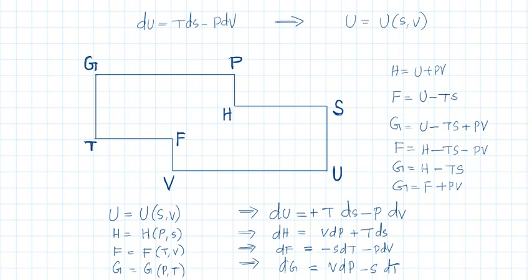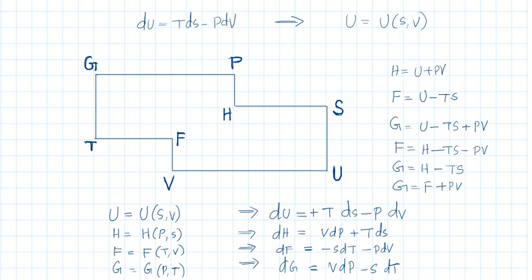I will explain. You consider U, then there are 2 neighbors for U. One is volume V and the other one is entropy S. That indicates U is a function of S and V. And if you consider enthalpy H, there are 2 neighbors for enthalpy H. That is S and P. So H is a function of S and P. And for Helmholtz free energy F, there are 2 neighbors T and V. It's a function of T and V. And for Gibbs free energy, it has 2 neighbors T and P. So it's a function of P and T.